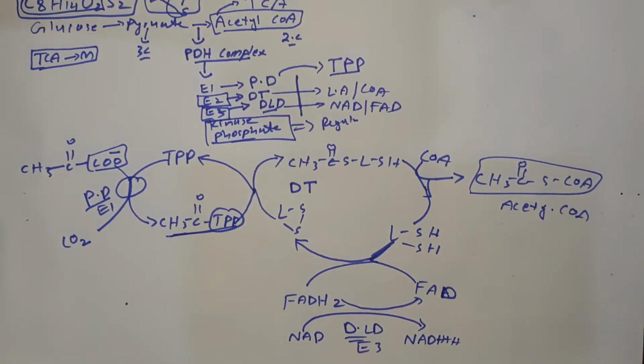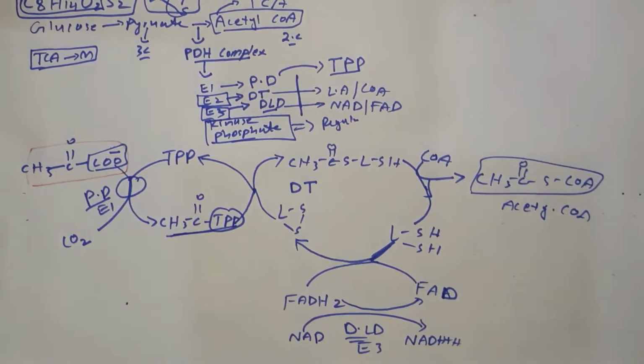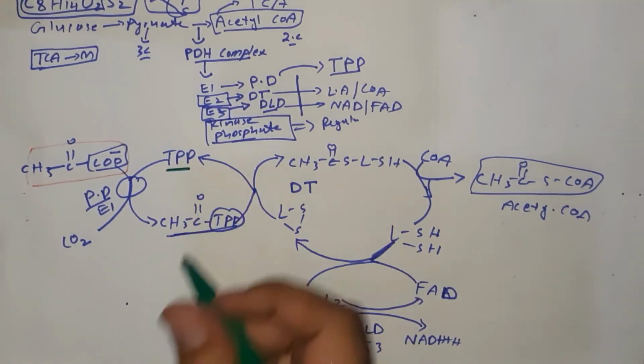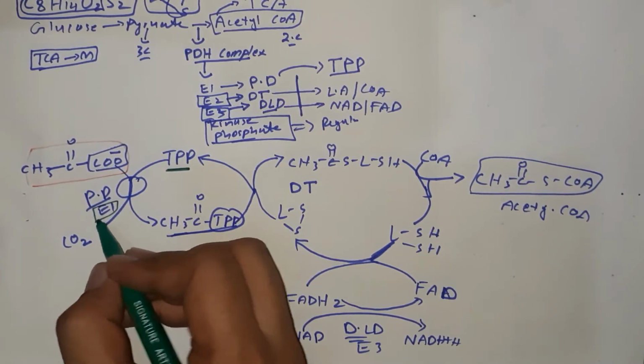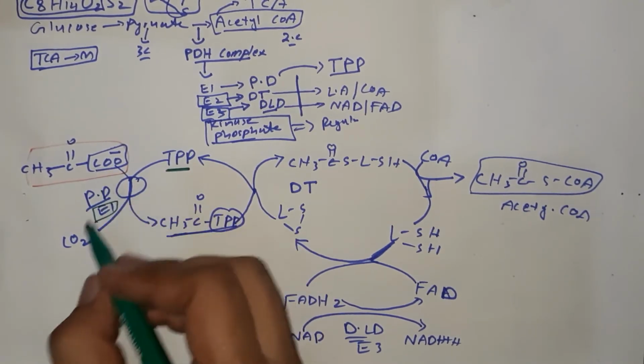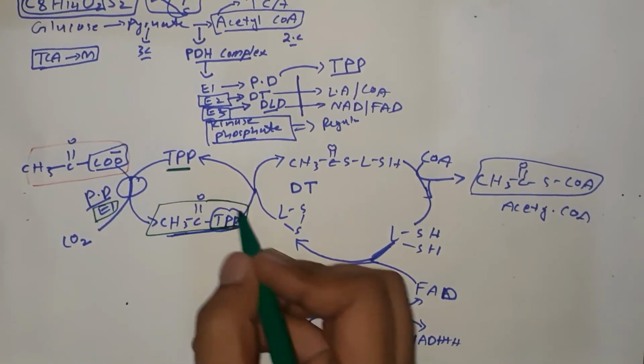So let's have a brief overview of what is happening here. First of all, this was the pyruvate, and this pyruvate reacted with thiamine pyrophosphate, the coenzyme of E1, and this reaction was catalyzed by the E1 domain of the PDH complex. In this reaction carbon dioxide was released and thiamine pyrophosphate got bound to it and formed an intermediate.